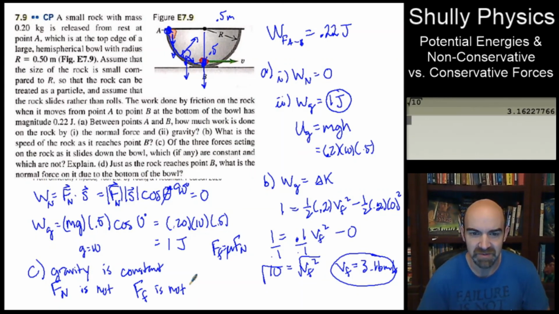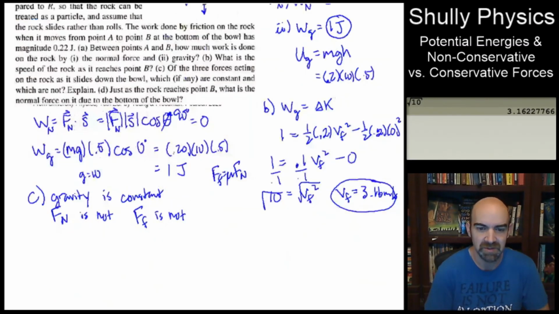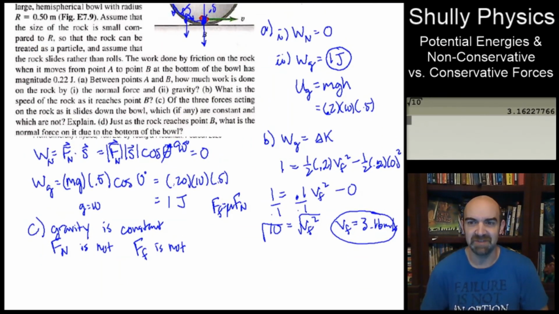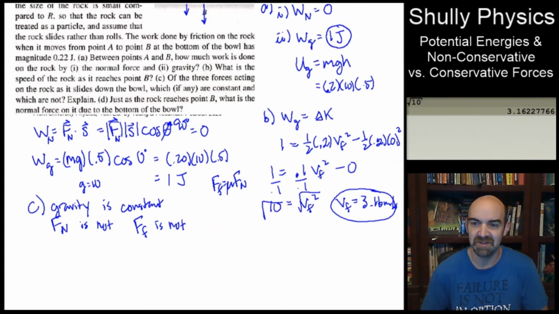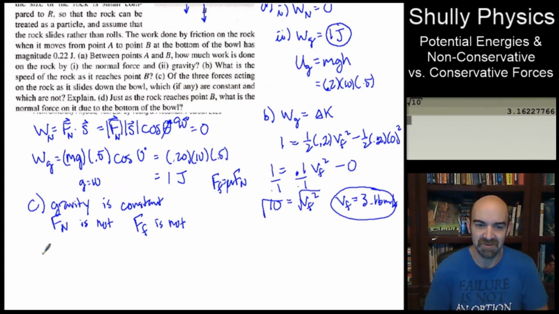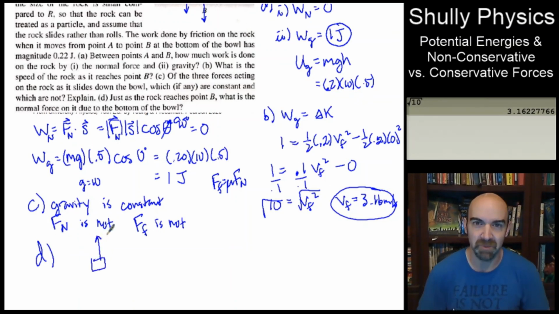And okay, so D, just as the rock reaches point B, what is the normal force on it due to the bottom of the bowl? Okay, so the bottom of the bowl. This has not a whole lot to do with work anymore, but this is a nice flashback to centripetal force. So if you don't need a reminder about that, feel free to skip past this part. However, it's a great reminder that this is an AP style question. This is the kind of thing that they might throw at you to cover several concepts on a free response question.